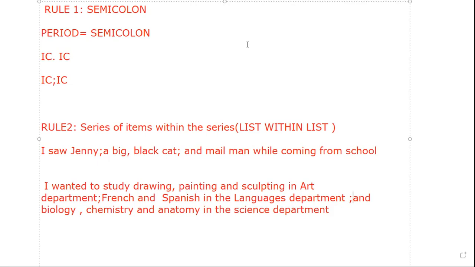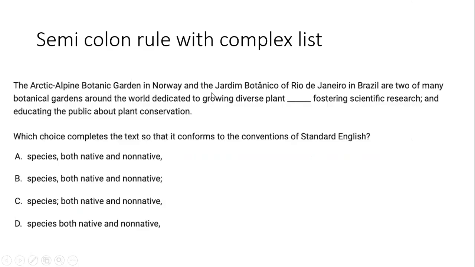Am I clear? Now, with this understanding, let's proceed to our question of concern today. Let's read this. The Arctic Alpine Botanic Garden in Norway and the Jardim Botanico of Rio de Janeiro in Brazil are two of many botanical gardens around the world dedicated to growing diverse plant blank, fostering scientific research, semicolon, and educating the public about plant conservation. And like I said, here's your hint word: and. So we should look for the list within list rule for this. So we have three items over here. One is growing diverse plants.